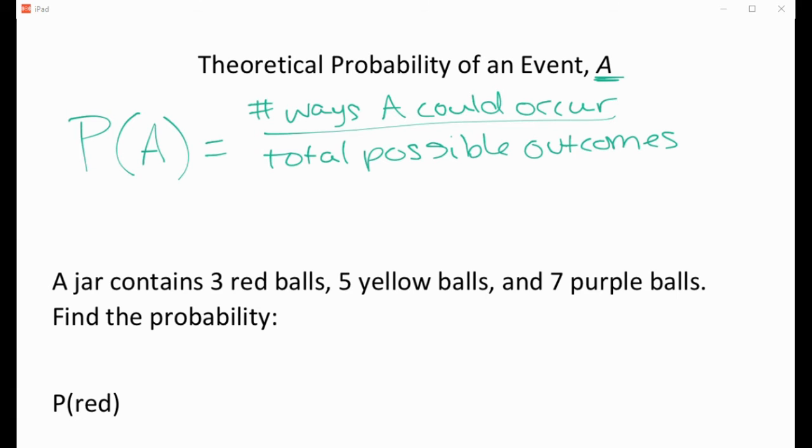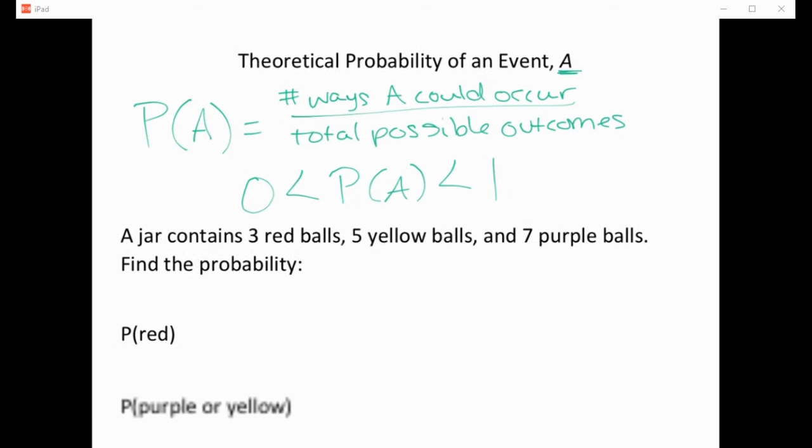For probability, the probability of any event is always between 0 and 1. 1 would be like a 100% chance, definitely going to happen. It's the only possible thing that could happen. 0 is like a 0% chance. It literally is impossible, and everything else is in between. So if you end up with an answer that's bigger than 1 or negative, then it's not right. So just keep that in mind.